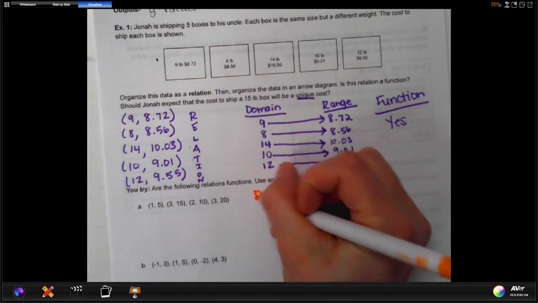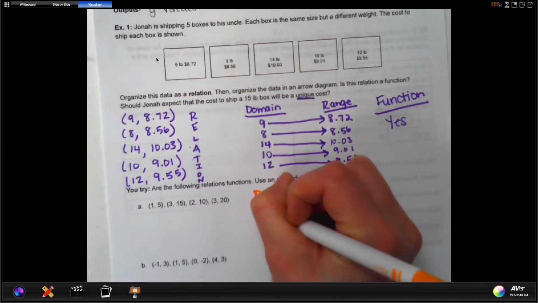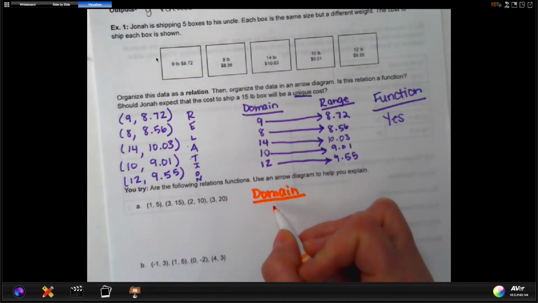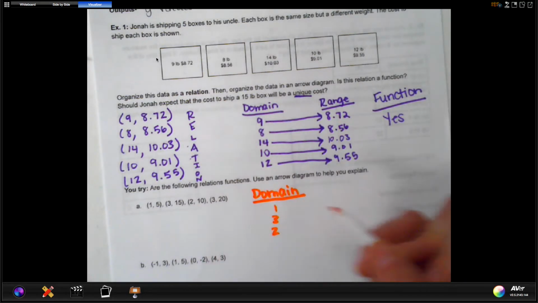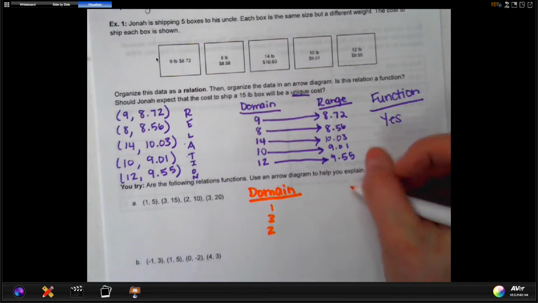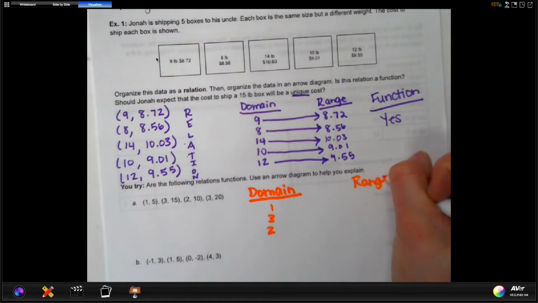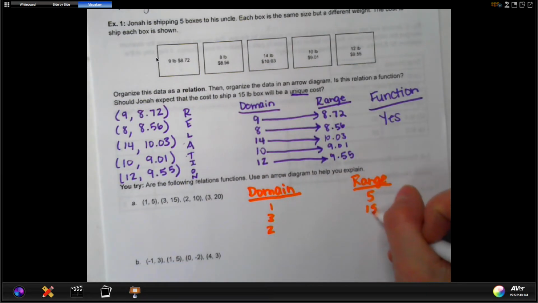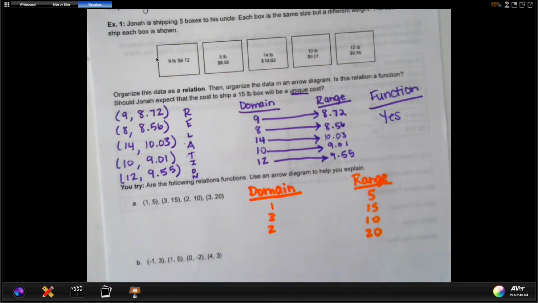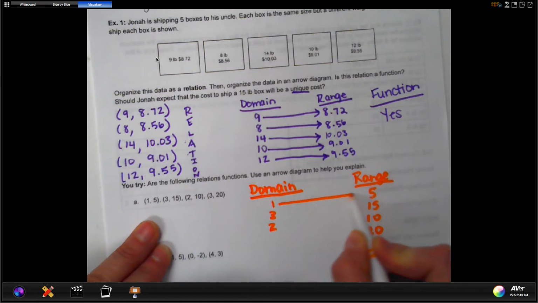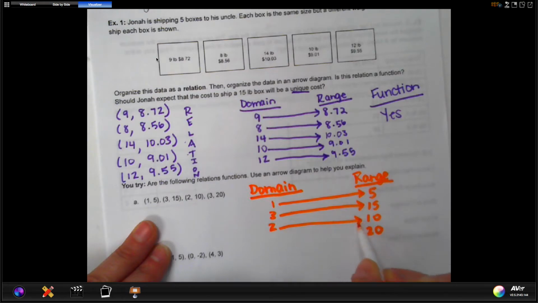So what you do is you list the domain, which is your x values. We have a 1, a 3, a 2, and now we have another 3, but we do not list it again. Then we list the range, which is all our y values. We now have a 5, a 15, a 10, and a 20. And so now we do our arrow diagram. 1 maps to 5, 3 maps to 15, 2 maps to 10, and 3 maps to 20.